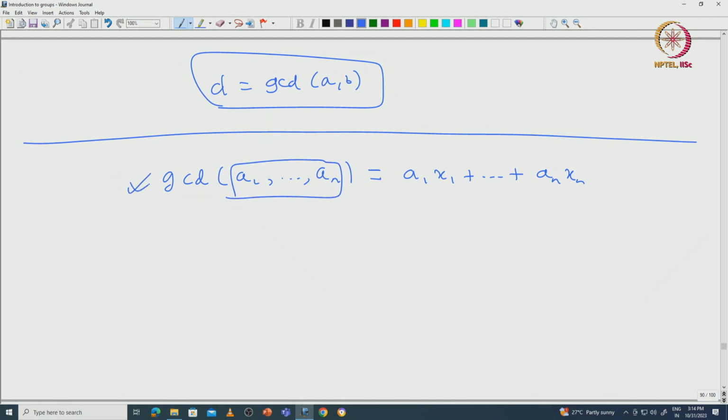Okay. So I will continue with these elementary number theory results in the next lecture, and then slowly we will move to cyclic groups and other finite abelian groups. Okay, I will stop here. We are running out of time.